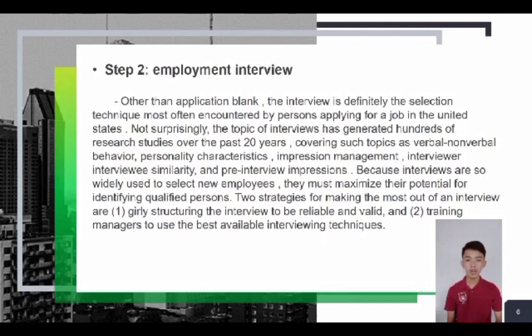Because interviews are so widely used to select new employees, they must maximize their potential for identifying qualified persons. Two strategies for making the most out of an interview are: first, fairly structuring the interview to be reliable and valid, and second, training managers to use the best available interviewing techniques.